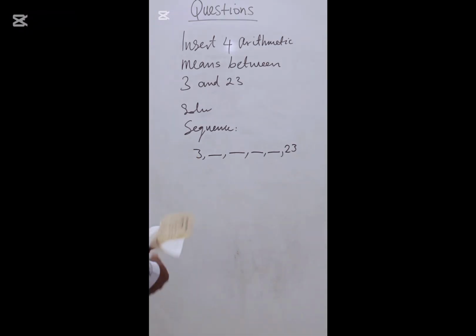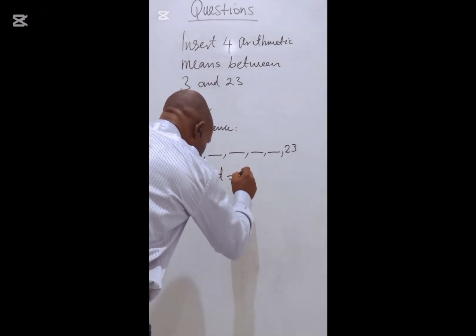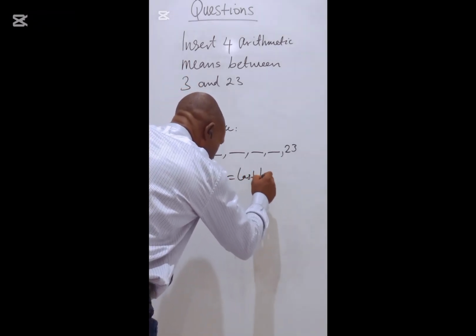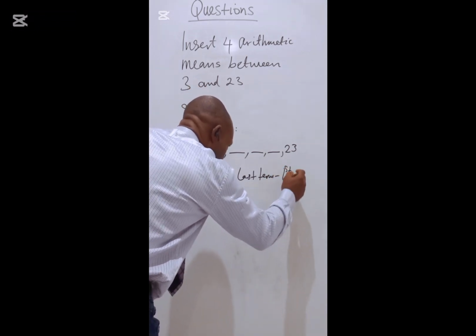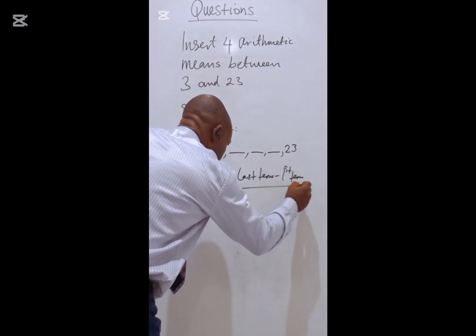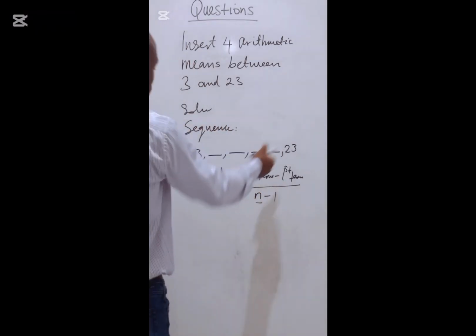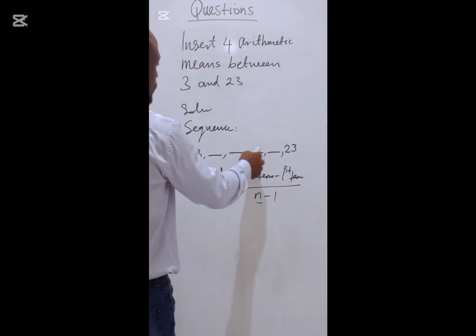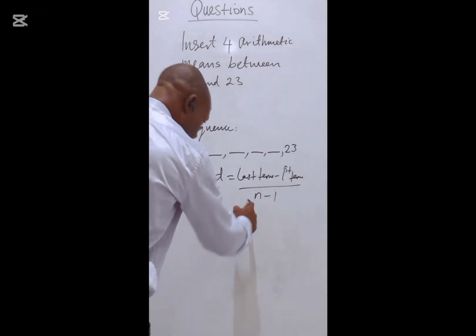To solve this kind of problem, you apply the formula D is equal to the last term in the list minus the first term in the list, all over n minus 1, where n is the number of terms in the sequence. In this instance, there are 1, 2, 3, 4, 5, 6 terms in the sequence. Therefore, n is equal to 6.